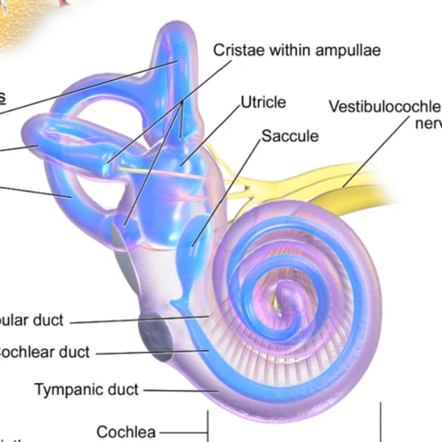Utricle, ear. Published by Wikipedia. The utricle and saccule are the two otolith organs in the vertebrate inner ear. The word utricle comes from Latin uter, leather bag.